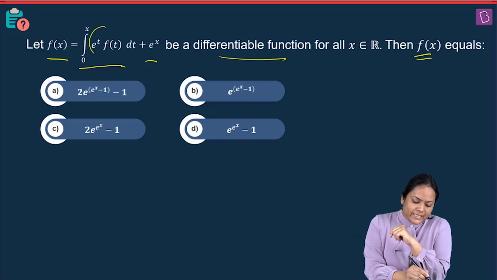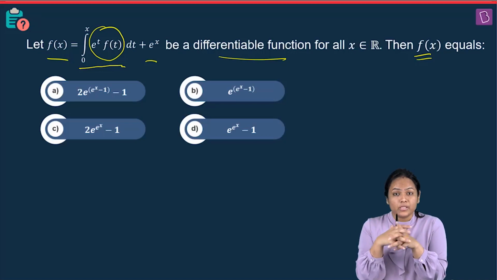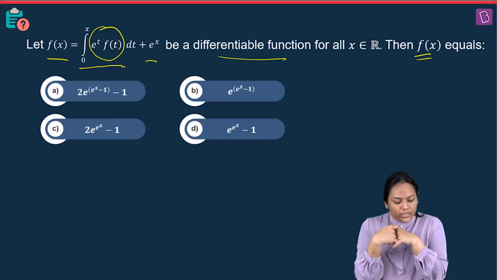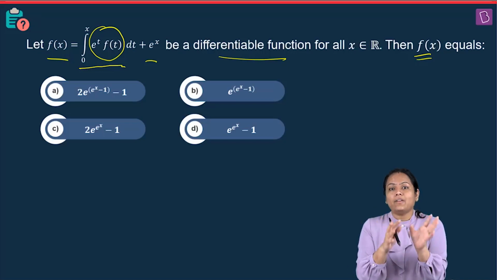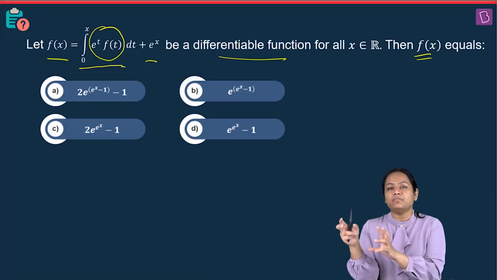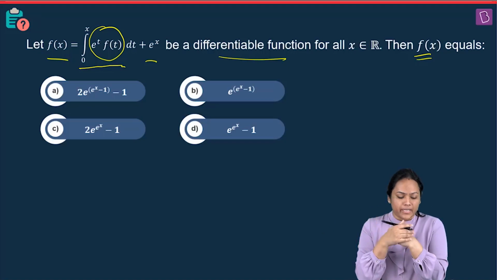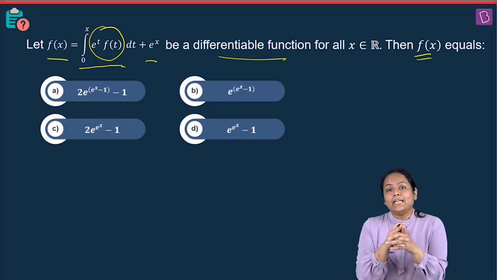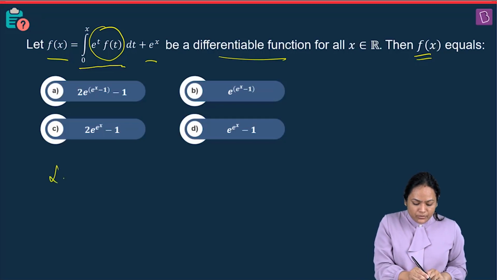Well, can I integrate e raised to t f(t)? No, that is not possible, obviously, because f of t is not known to us. I have to find that value. So what do we do when expressions like this are given? When I have some f(x) equal to the integral of some function into f of t, we apply differentiation. Yes, the method is nothing but Leibniz rule. We apply Leibniz rule here.